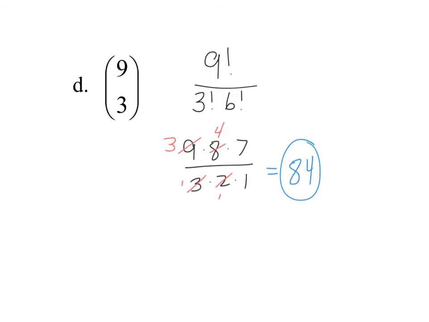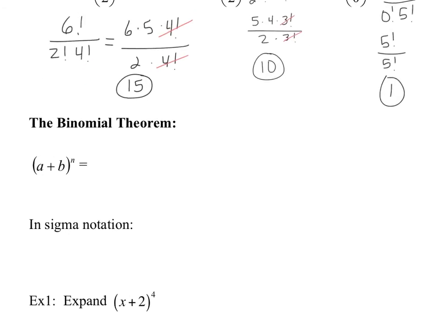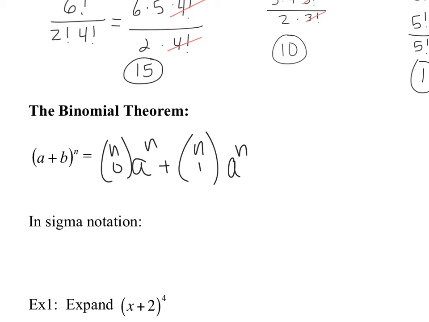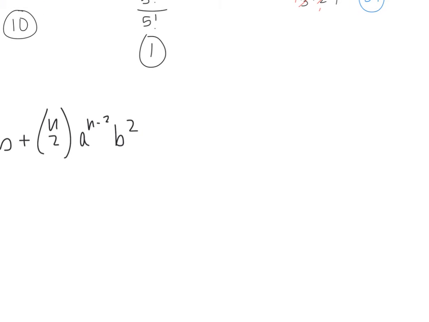We can use this binomial coefficient to more quickly and efficiently simplify a binomial expansion. So the binomial theorem tells us that we can write a plus b to the n in the following way. We can write this as n above 0 times a to the n plus n above 1 times a to the n minus 1 b plus n above 2 a to the n minus 2 b to the second. And we can see the pattern. We'll cut it off there. We'll go plus dot dot dot plus n above n times b to the n.